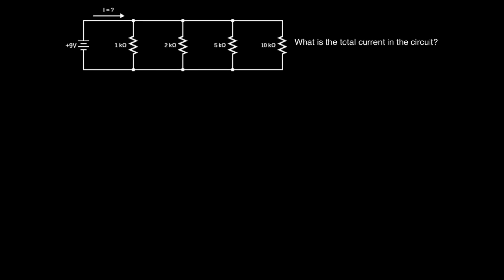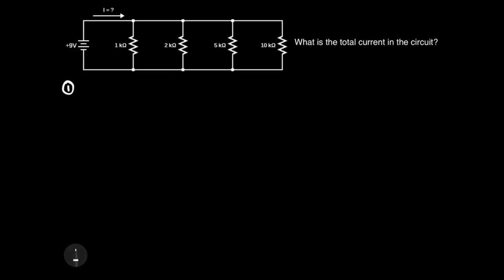In today's video, we have 4 parallel resistors powered by a 9-volt battery. We need to find the total current in the entire parallel circuit. So let's get right into it. We can solve this problem in 3 quick steps.